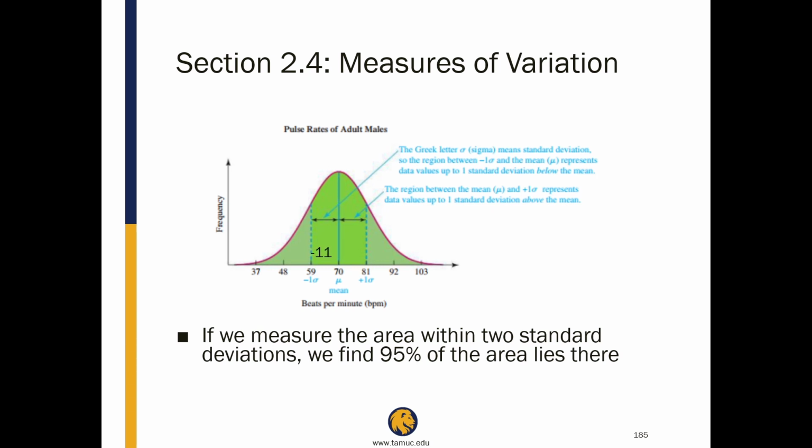If we go a little bit further out, subtracting 11, adding 11, adding 11 again, subtracting 11 again, we spread out to 92 and 48. So between 48 and 92 is two standard deviations of the mean. There would be 95% of the area lying between there. So we're going to use the standard deviation. We're going to add and subtract to spread out from the mean, and this rule will tell us what percent lies in between those locations inside of the bell-shaped distribution.